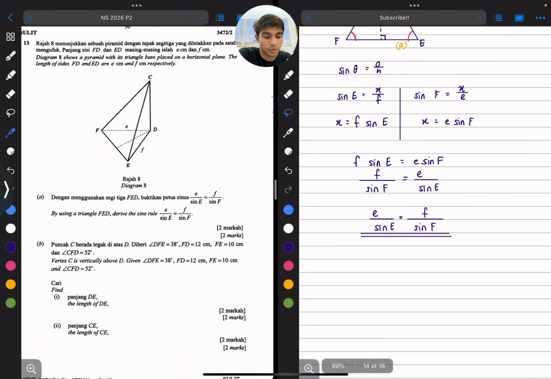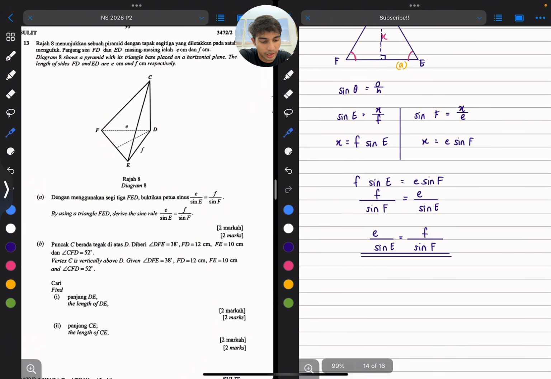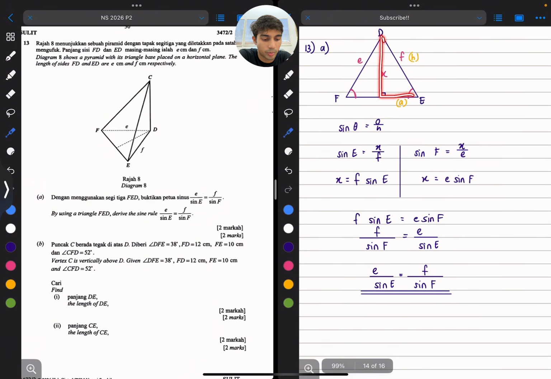That's it. That's the sine rule. Okay, basically you just have to use your right angle triangles. Sine is opposite over hypotenuse. Then you do the same thing over here, opposite over hypotenuse. Then you can solve already.